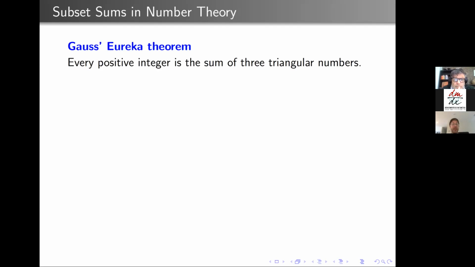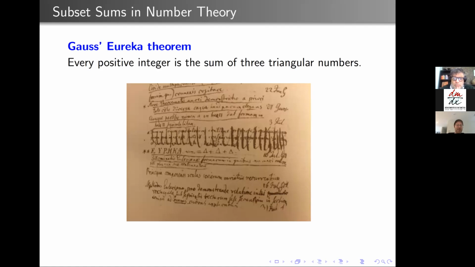Another famous one, this is a theorem of Gauss, is his Eureka theorem that every positive integer is the sum of three triangular numbers. And this is from Gauss's journal, where he said Eureka, and you can see in the middle of the page there that he observed that every positive integer is a sum of three triangular numbers. This is not, of course, the proof, but he realized it's true here.